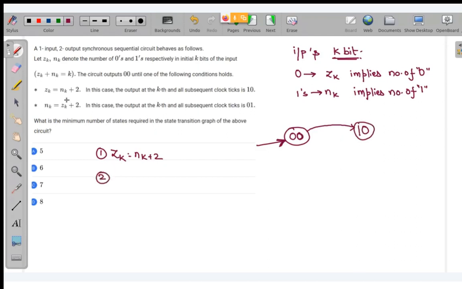The next condition is, if nk is equal to zk plus 2, then once again your output will jump, from 0 0 to 0 1. So this they are asking. Now, what is the minimum number of states required in the state transition graph to represent this circuit? Is it 0 0 to 0 1 for the second condition? Yeah, 0 1.